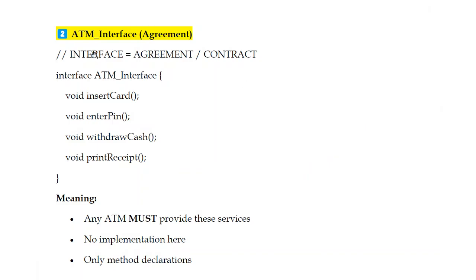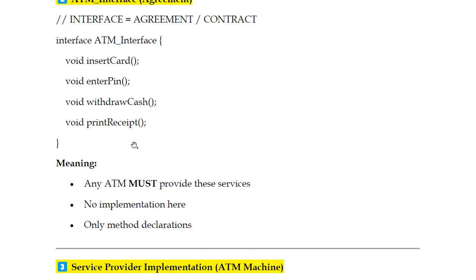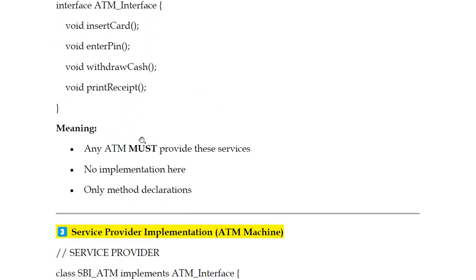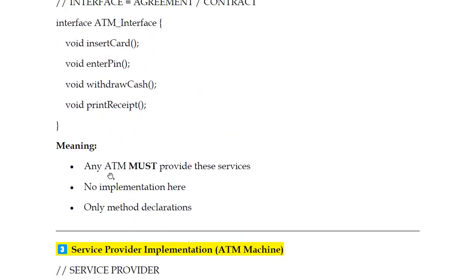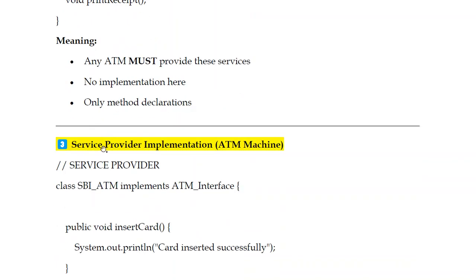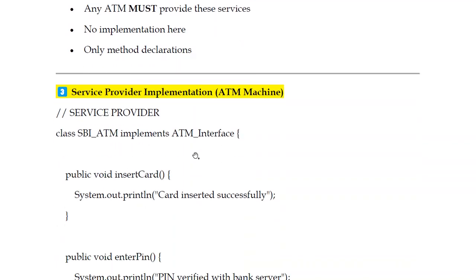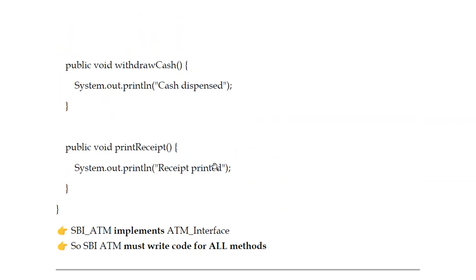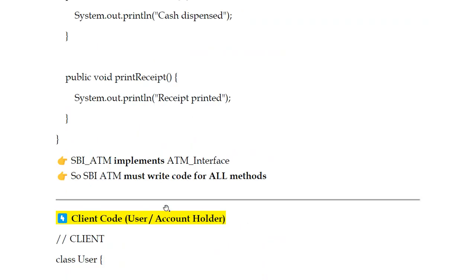In the previous session, we discussed the implementation of interface. If you're using an interface, use the keyword interface here, next to the interface name. These are the methods you have to declare. After that, the methods you have declared, you have to implement. That's mandatory for all. Any ATM must provide these services. So SBI, I'm using, implements the ATM interface. So SBI ATM implements all the methods provided by the ATM interface.